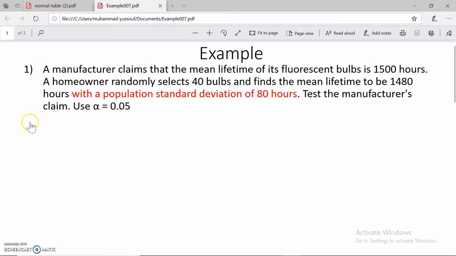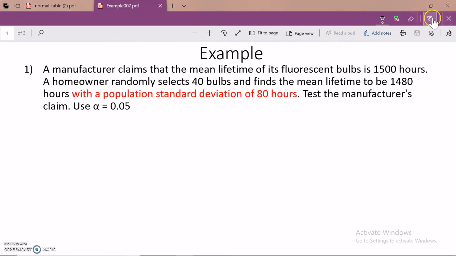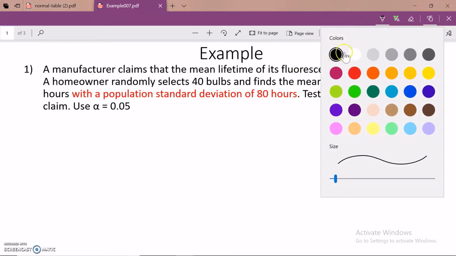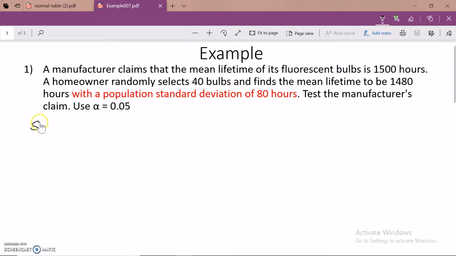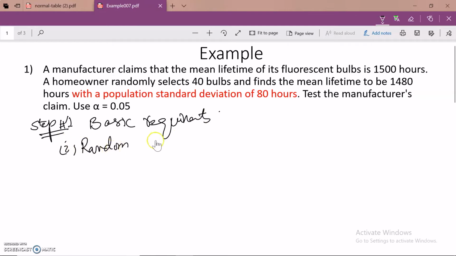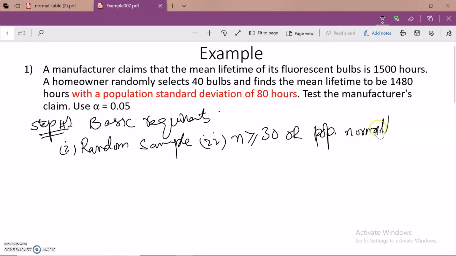Let's see what is step number 1. In step 1, we check the basic requirements. And what were the basic requirements? Number 1, we need to have a random sample. And number 2, either the sample size is greater than or equal to 30 or the population is normally distributed. I hope you remember these steps.